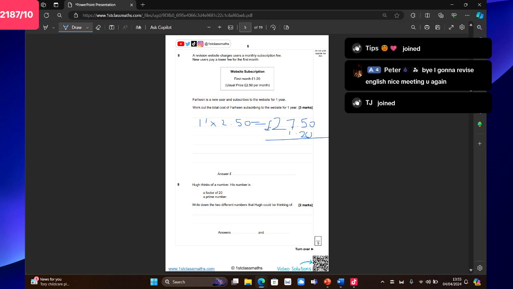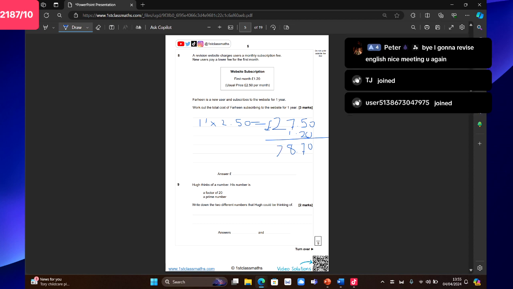The upper tier is gonna be 0. Upper 2 is gonna be 7, and then this one goes there. 7 plus 1 is gonna be 8, and then it's gonna be 2. Okay, the final answer is gonna be £28.70.